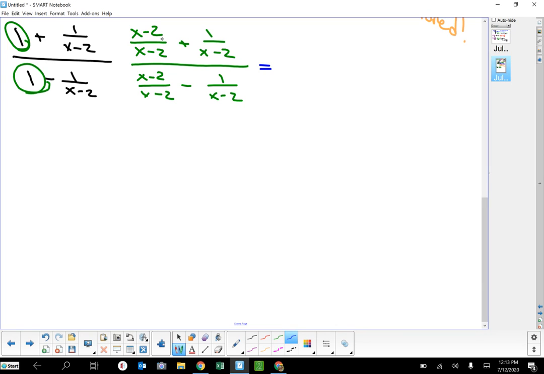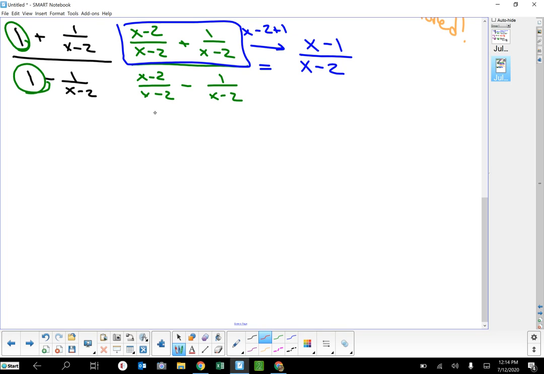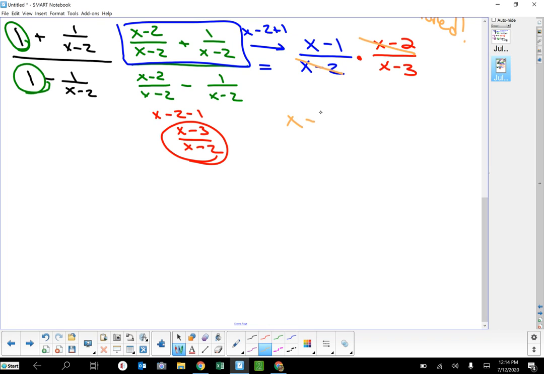Now I can rewrite these, so I have really x minus 2 plus 1 in my numerator, and that turns into just x minus 1 over my denominator, which is x minus 2. That's just for the top here, right? And then the bottom, I have x minus 2 minus 1, which is x minus 3 over x minus 2. So I'm going to change and flip. So change to x minus 2 over x minus 3. My x minus 2s are going to cancel, leaving me x minus 1 over x minus 3. And that would be the answer to that guy.